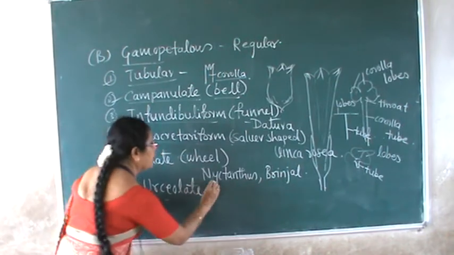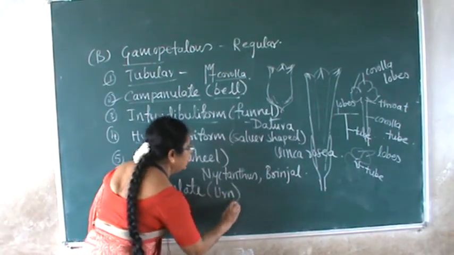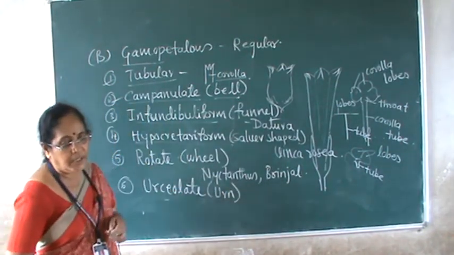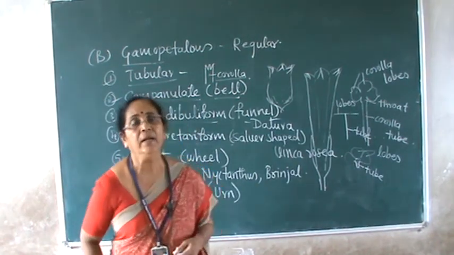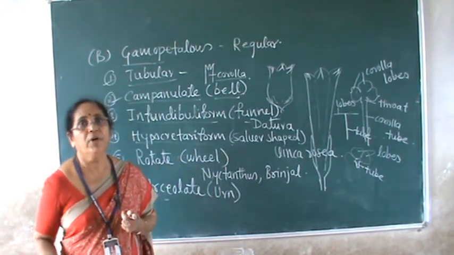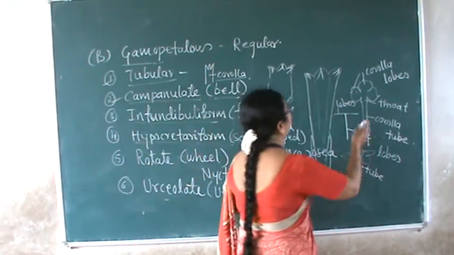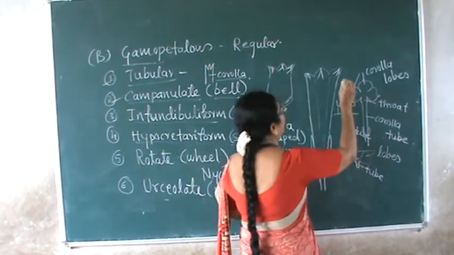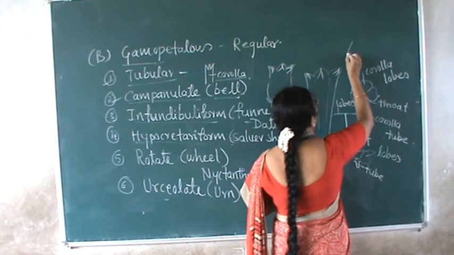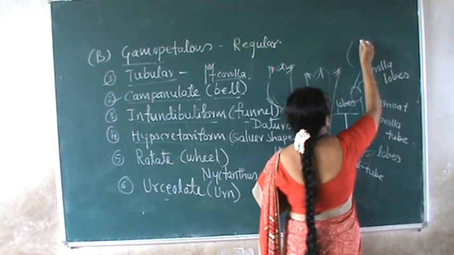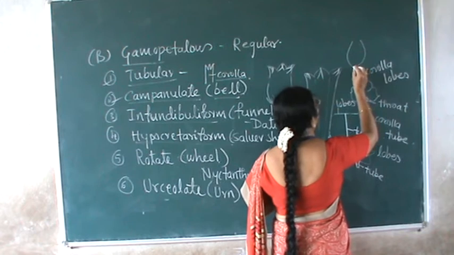Urceolate, urn-like, urn-shape. Urn-shape means again here the corolla is made up of 5 petals which are completely fused, and the corolla appears like an urn, swollen in the middle, gradually tapering towards both ends.